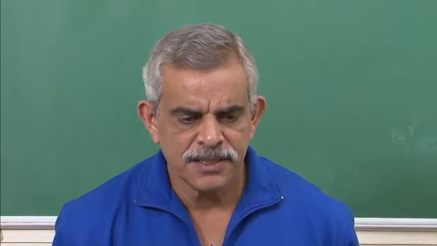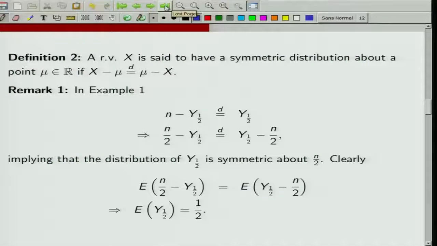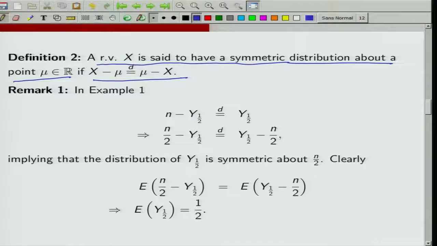Now let us talk about symmetric distributions. A random variable X is said to have a symmetric distribution about a point mu if X minus mu has the same distribution as mu minus X. If such a thing happens, I say that the distribution of X is symmetric about mu.